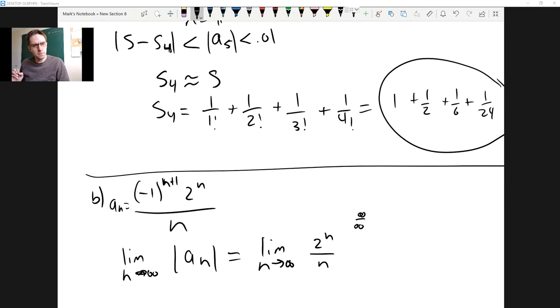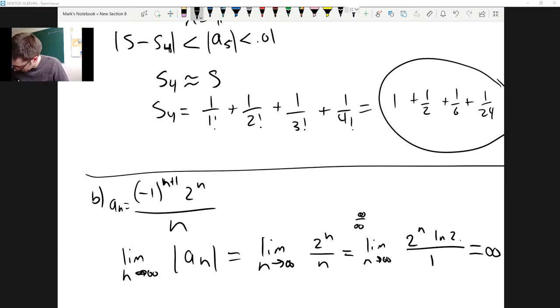That's indeterminate. However, we can apply L'Hopital's rule to that, and we will get 2 to the n times log 2. That's the derivative of the top, divided by 1, which is the derivative of the bottom, which gives us infinity. And so the terms do not go to 0. And if the terms do not go to 0, then we can conclude that it diverges. Diverges. And in this case, that's by the nth term test.